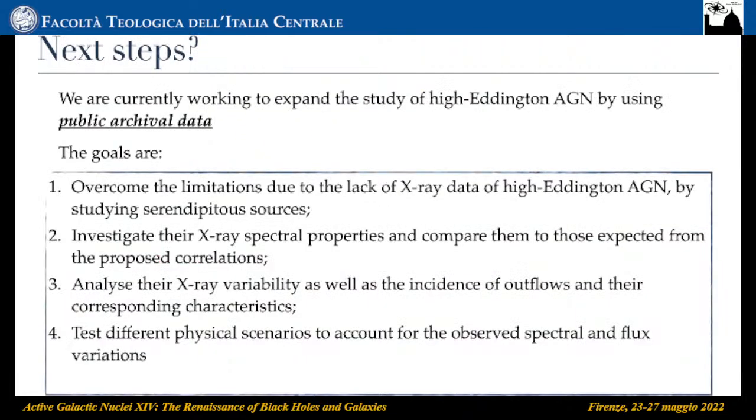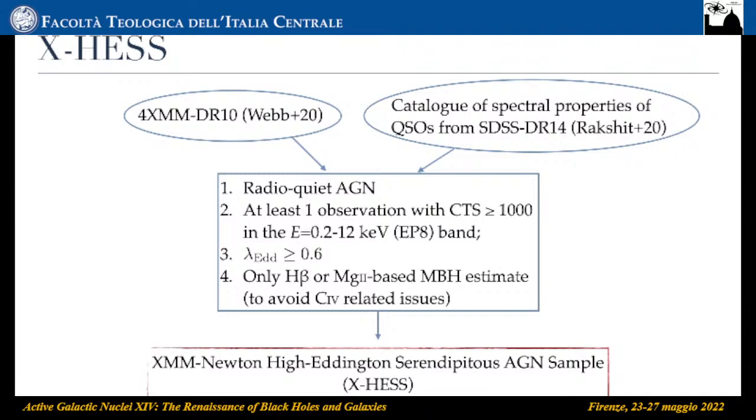We need more data, and that's why we're currently working on the analysis of public archival data of serendipitous Eddington AGN, with the goals of investigating their X-ray spectral and variability properties, the presence of outflows, their incidence, their characteristics, and eventually to probe different physical scenarios to account for the observed variations. And in order to do that, we perform a cross-match between the latest release of the XMM serendipitous source catalog and the catalog of spectral properties of quasars from the SDSS DR14. In the cross-match, we select only radio-quiet AGN.